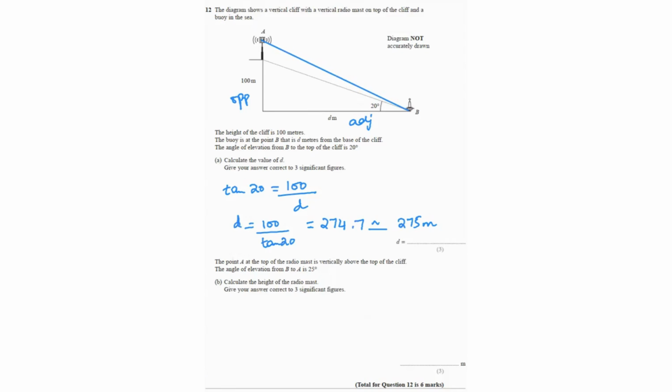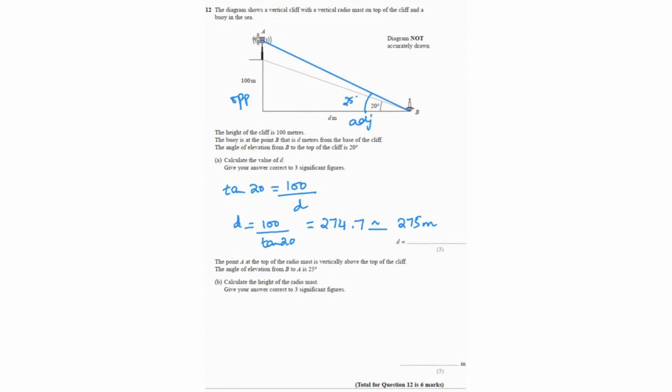So this entire angle is 25. Calculate the height of the radio mast. Give your answer correct to 3 significant figures. As you can see, the base length, which is D, is going to be the same, and we already found that. So using this value of D and the angle, we find the total length now, including the radio mast. Then we subtract 100 from that to get the height of the radio mast itself.